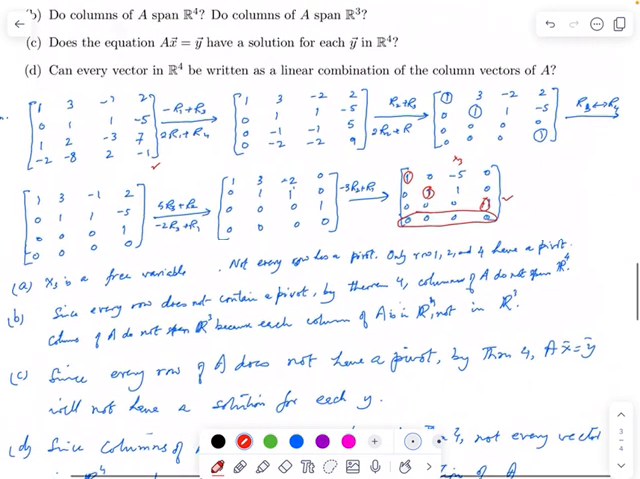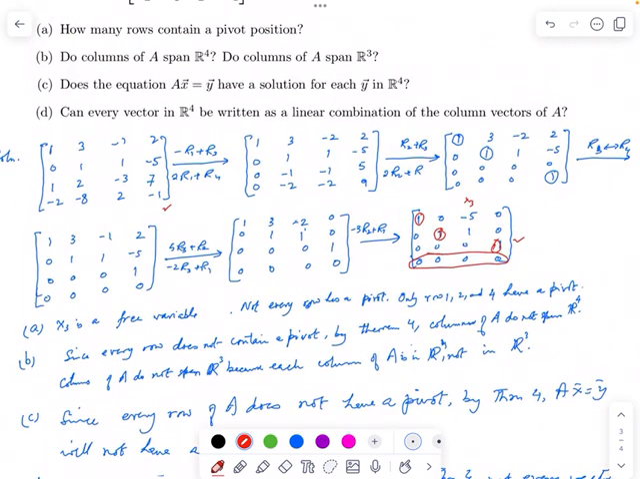So x3 is a free variable. The first question was how many rows contain a pivot position. So only 3 rows contain a pivot position, the first, second, and the third row. We can just say only 3 rows, we don't have to tell the number. Only 3 rows have a pivot. Second part is, do columns of A span R4? Well, according to theorem 4, since not every row has a pivot, the columns of A do not span R4.